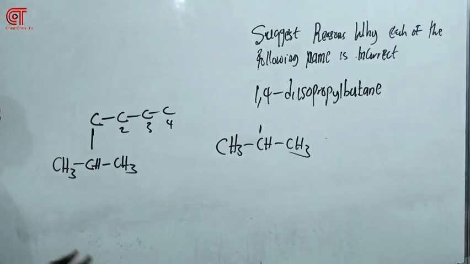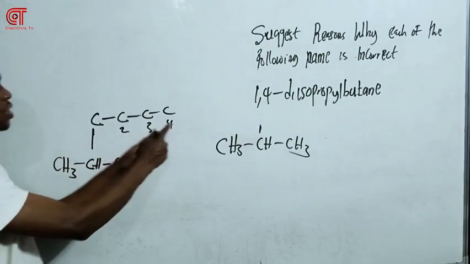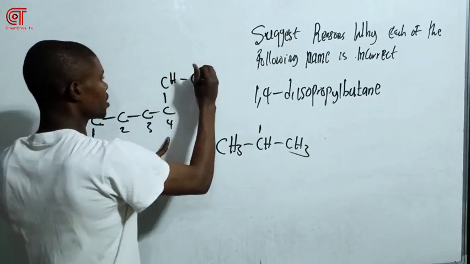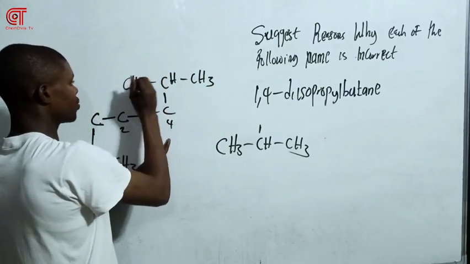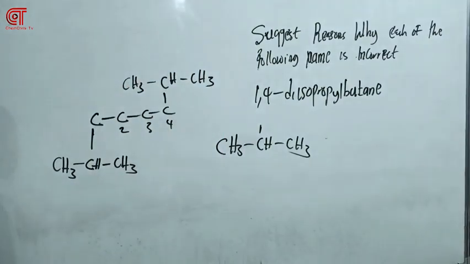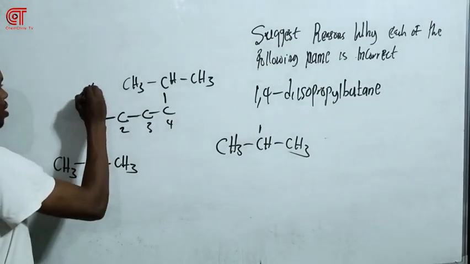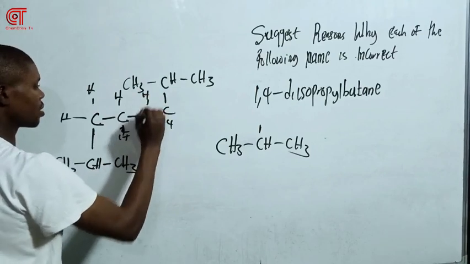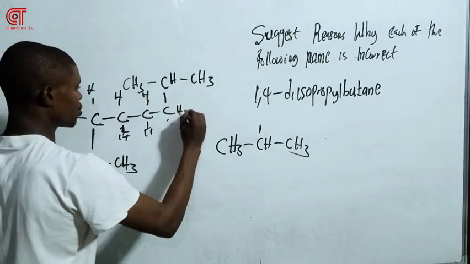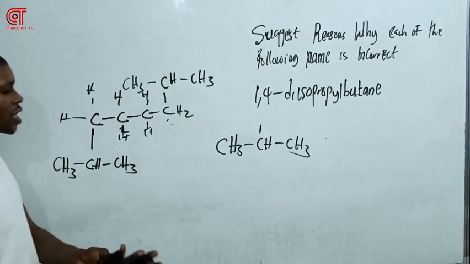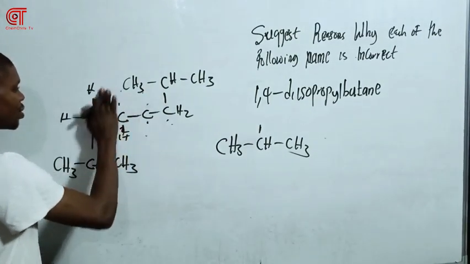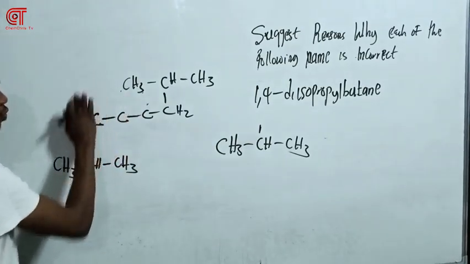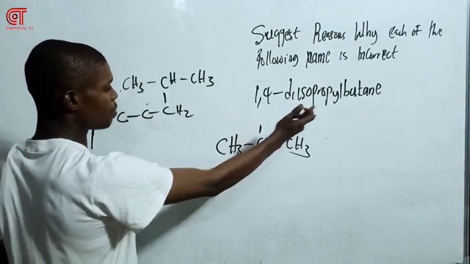You get that? So it's not only carbon number 1, it's also carbon number 4. So here we have CH3. Here we have CH3. Do you understand now? So here we have H, here we have H, here we have H2. So now let us leave the hydrogens here. Now we have the structure of this 1,4-isopropyl butane.